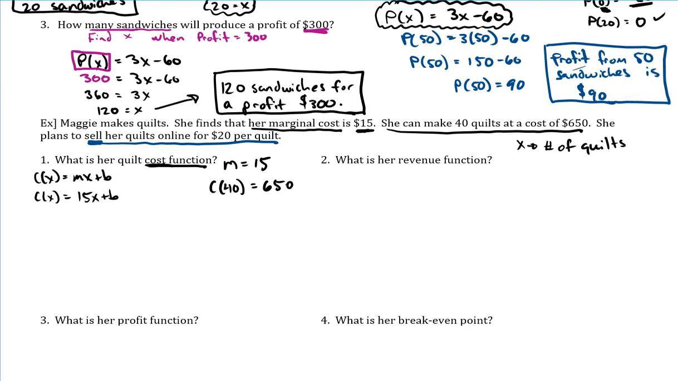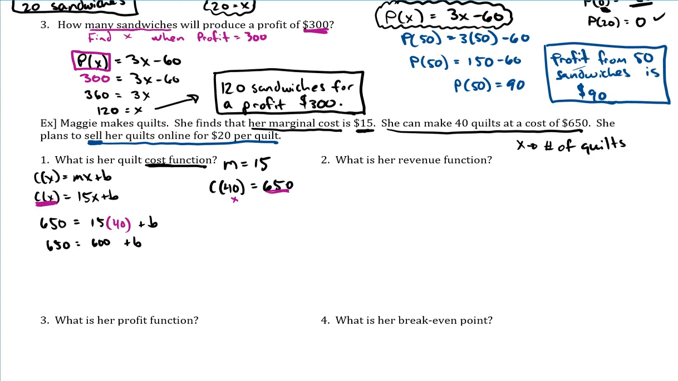What we could do is say they're saying this here is an x value, and change the cost into 650 on the left side. So we've got 650 is equal to 15 times the number of quilts, so they're saying 40, plus whatever the fixed cost will be. And from here it looks like we could solve this. So 650 equals 15 times 40 is 600.